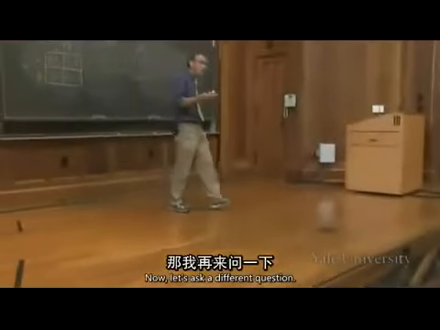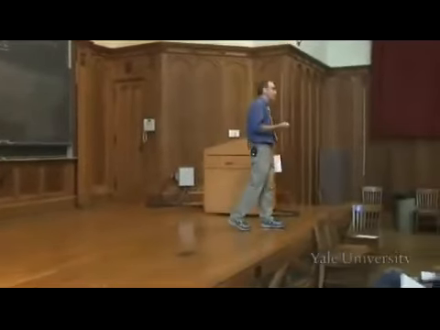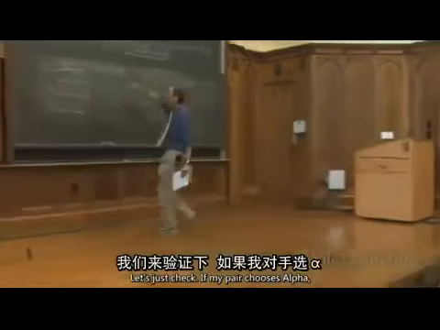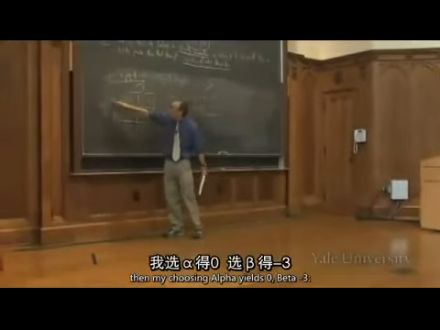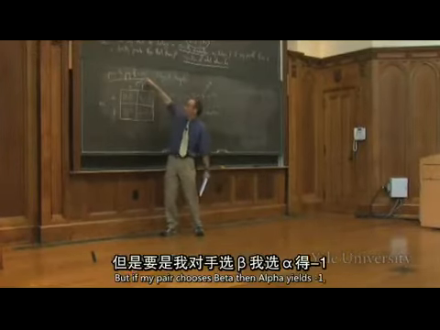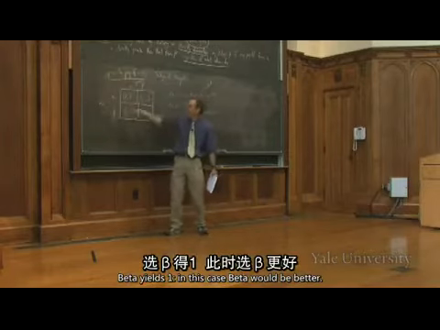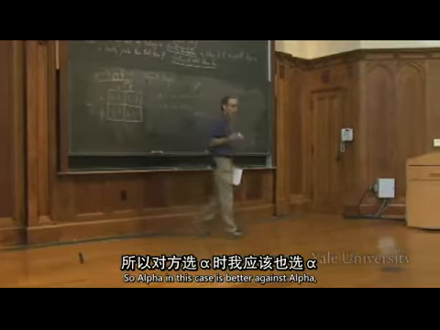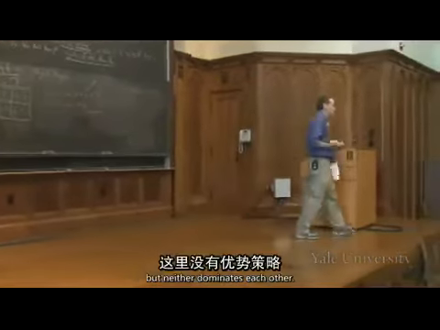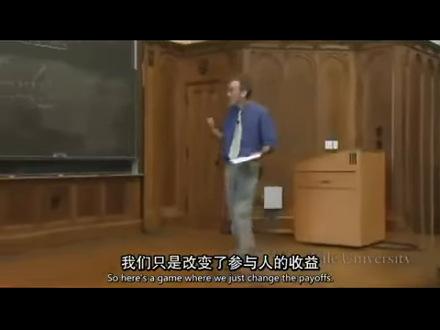All right? Now, let's ask a different question. Is one of the strategies dominated in this game? No, neither strategy is dominated. Let's just check. If my pair chooses alpha, then my choosing alpha yields 0, beta -3, so alpha would be better. But if my pair chooses beta, then alpha yields -1, beta yields 1. In this case, beta would be better. So alpha is better against alpha, and beta is better against beta, but neither dominates the other.